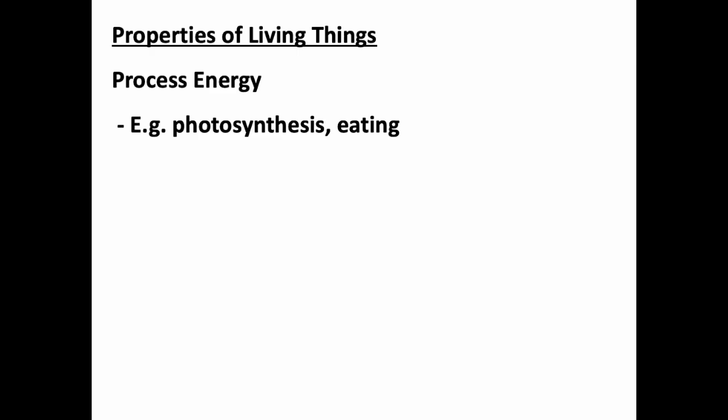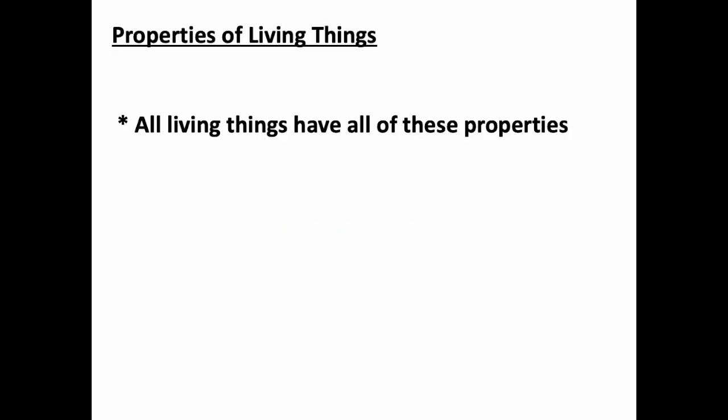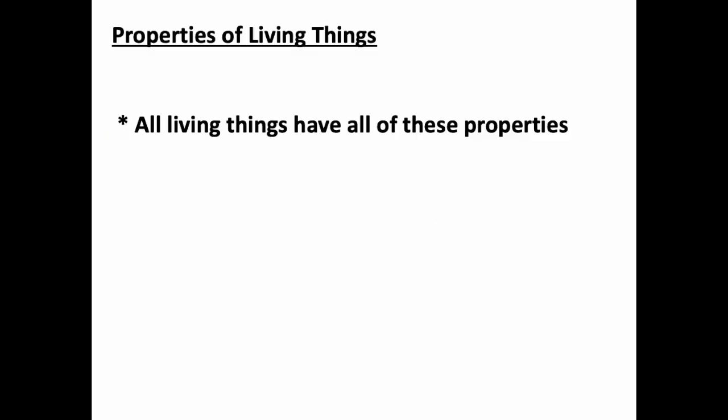Now, the last thing about these 8 properties I want to point out is that all living things have all of these properties. Again, there are some non-living things that have some of these properties. I mentioned viruses before. Viruses absolutely adapt through the process of evolution, but viruses are not made of cells, and viruses don't maintain a normal environment or respond. So viruses have some of these things, but not all of them. We don't consider something to be alive unless it has all of these things.